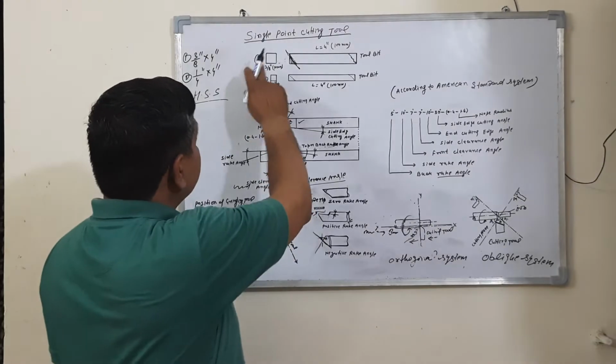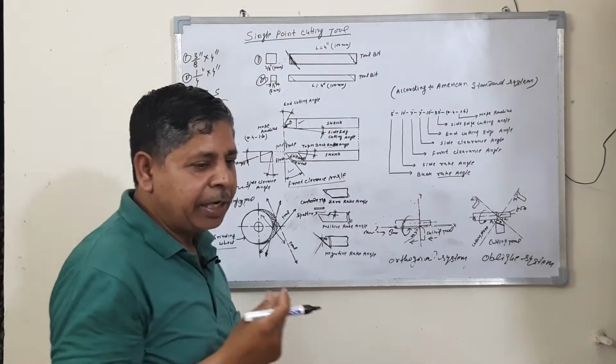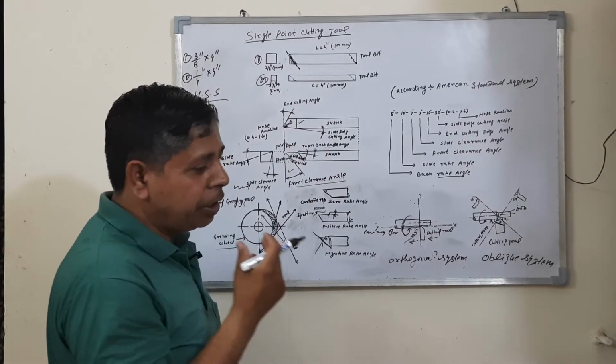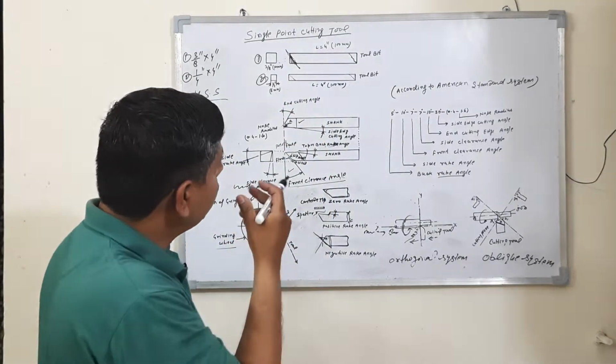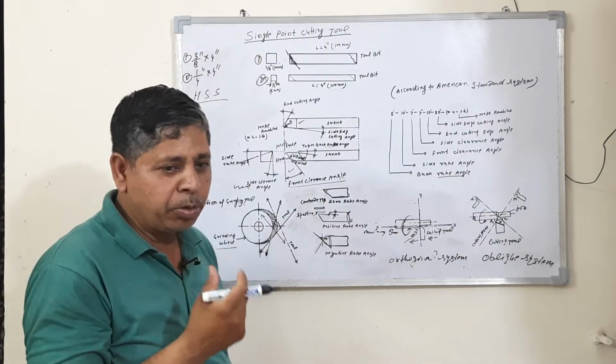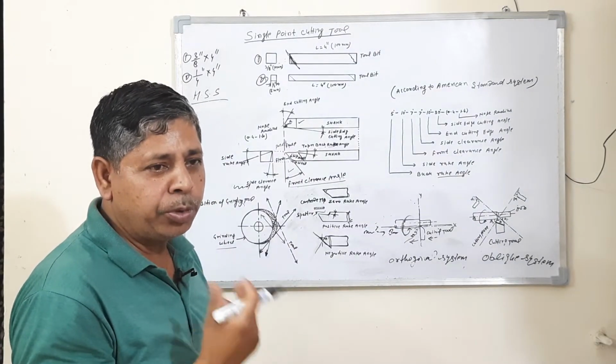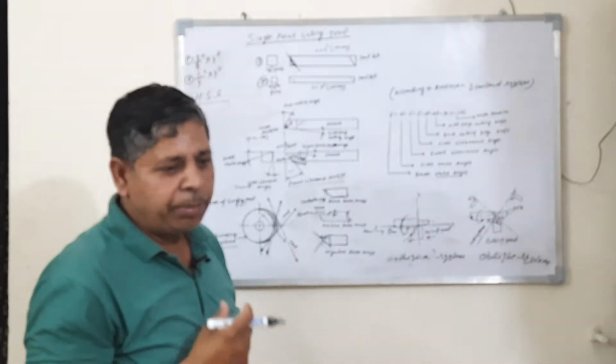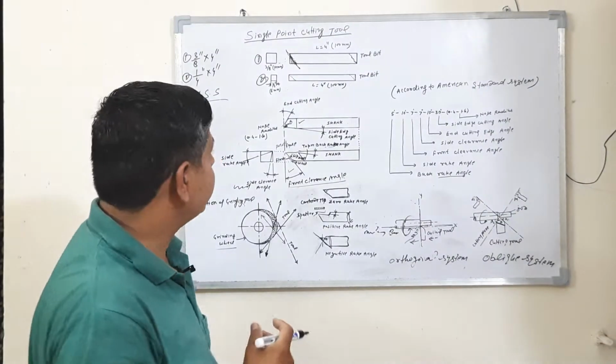My topic is single point cutting tool: the different types of angles provided on a tool bit. The different types of angles on a tool bit generally depend upon the nature or composition of the material. Tool bits are available in the market in different shapes and sizes.